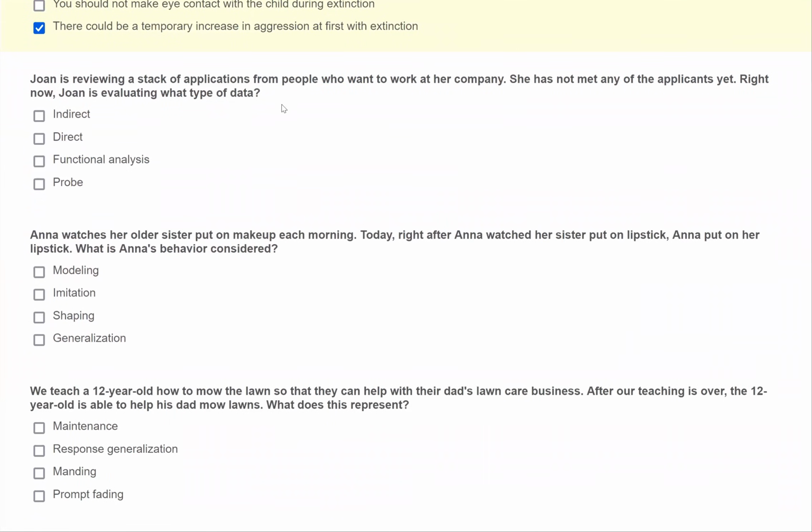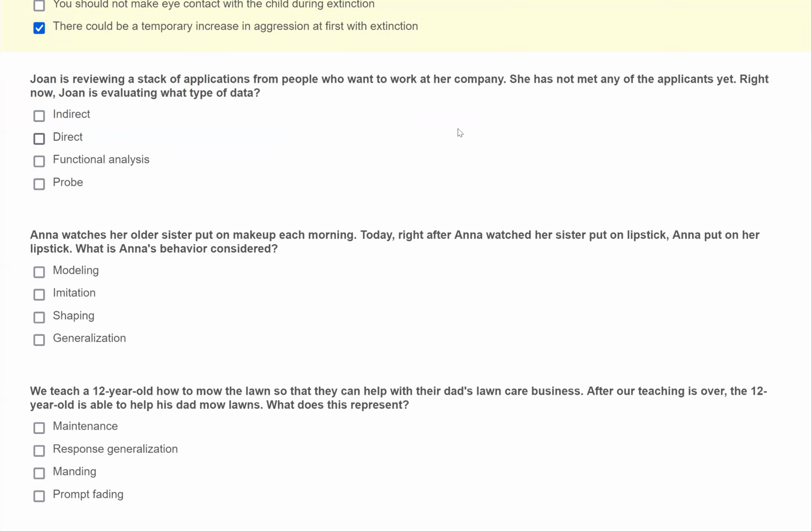Joan is reviewing a stack of applications from people who want to work at her company. She has not met any of the applicants yet. Right now, Joan is evaluating what type of data? Kind of a trickier question, but let's just think about it in terms of ABA. If we haven't met any of the applicants yet, and we're reviewing applications and paperwork, what are we looking at? Are we looking at indirect data, direct data, functional analysis data, or probe data? We can definitely eliminate probe data.